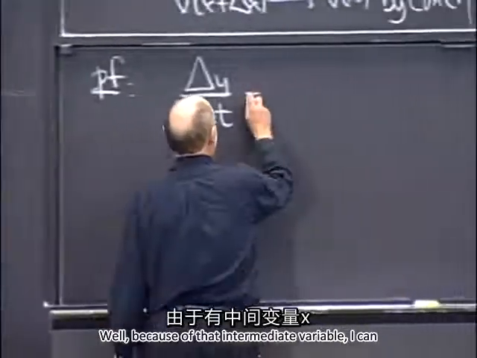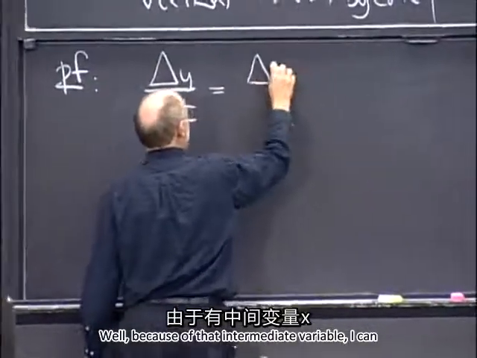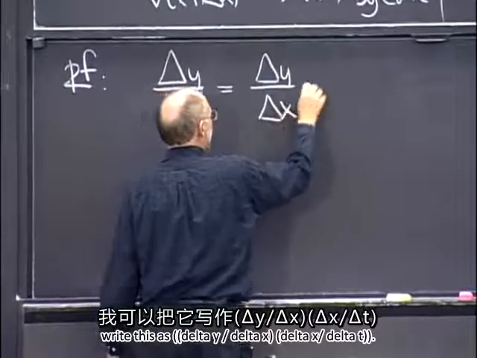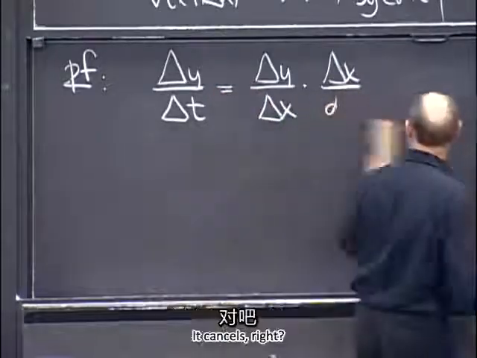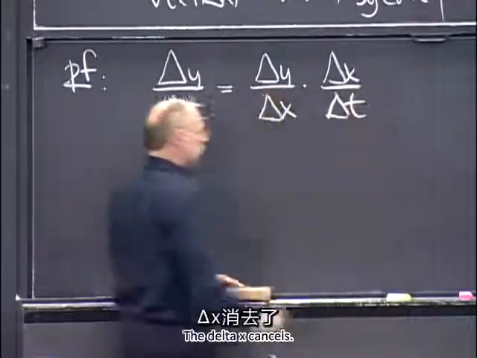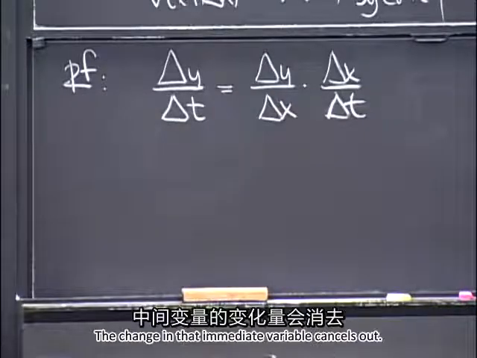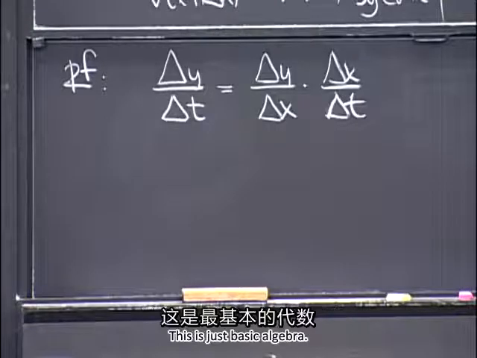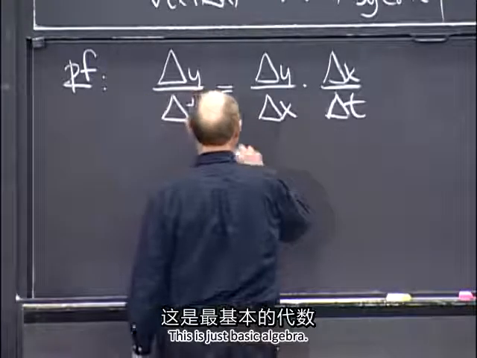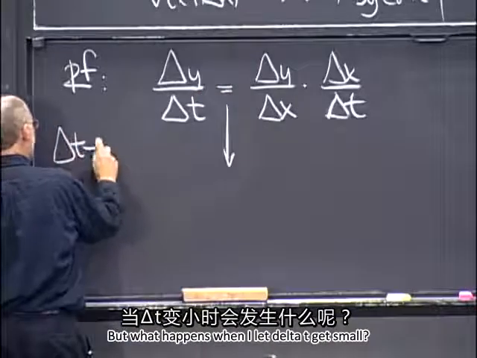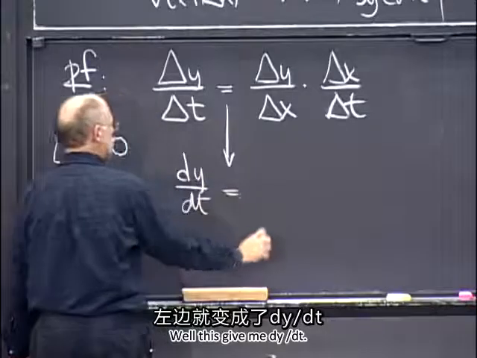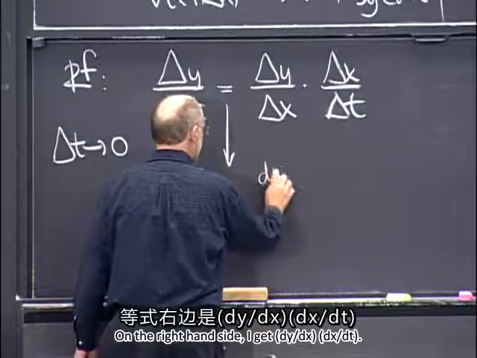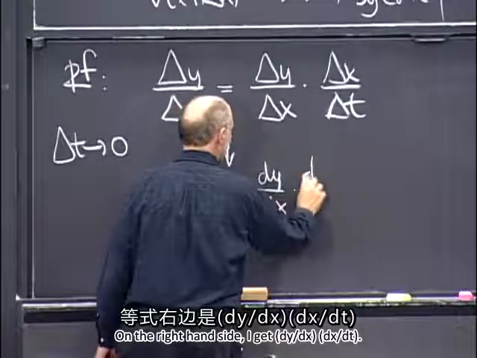Well, because of that intermediate variable, I can write this as delta y divided by delta x times delta x divided by delta t. It cancels, right? The delta x cancels. The change in that intermediate variable cancels out. This is just basic algebra. But what happens when I let delta t get small? Well, this gives me dy dt. And on the right-hand side, I get dy dx times dx dt.